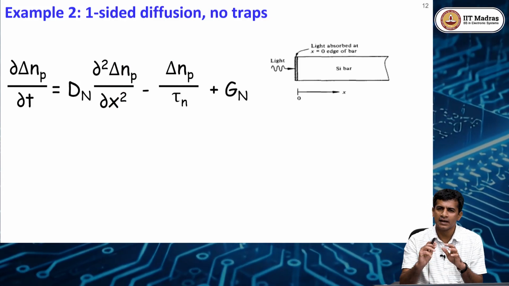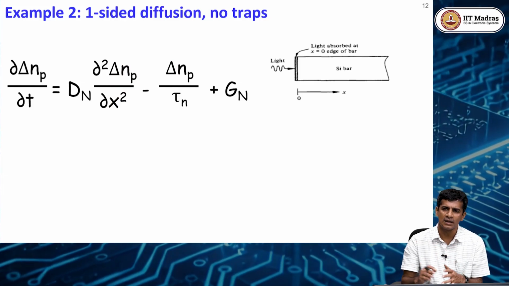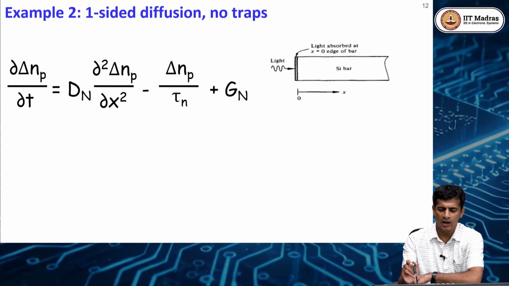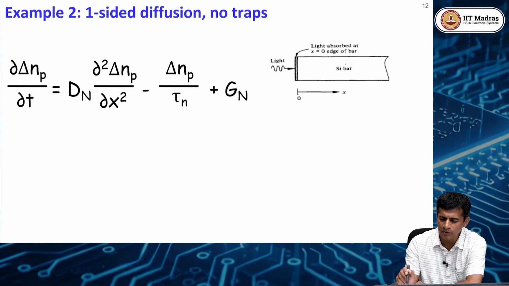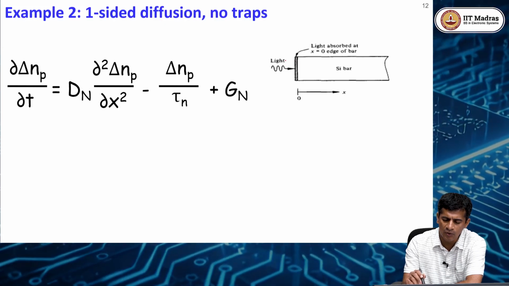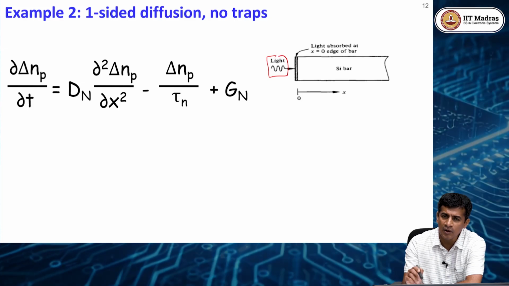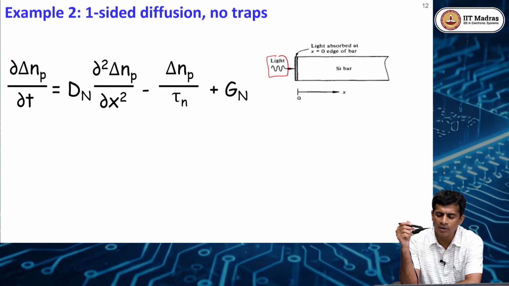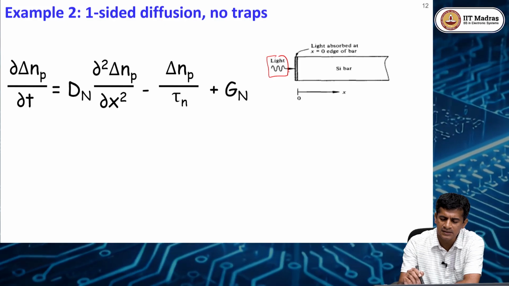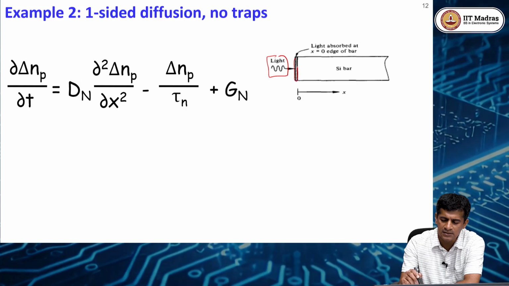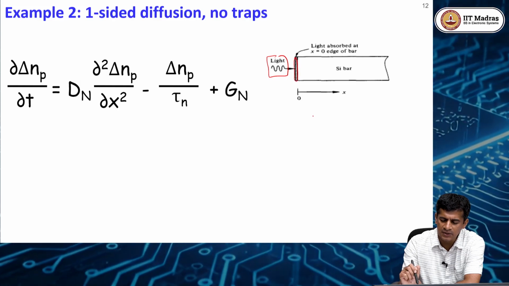Let us now slowly increase the complexity of the problem. What we are going to do is that here you have a bar, but we are illuminating the bar from only one side. Let's try to understand the problem qualitatively. What happens when light is incident on it? It will create lots of electron hole pairs at this edge. So then what will happen?